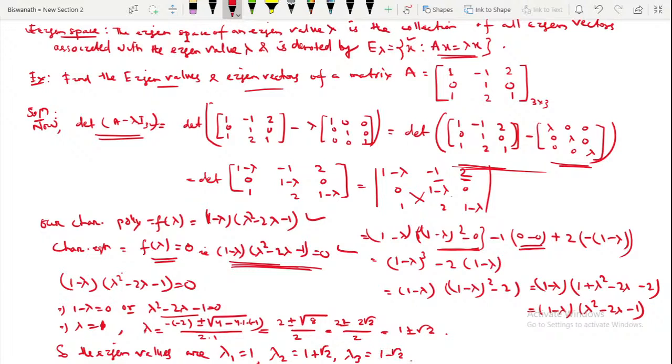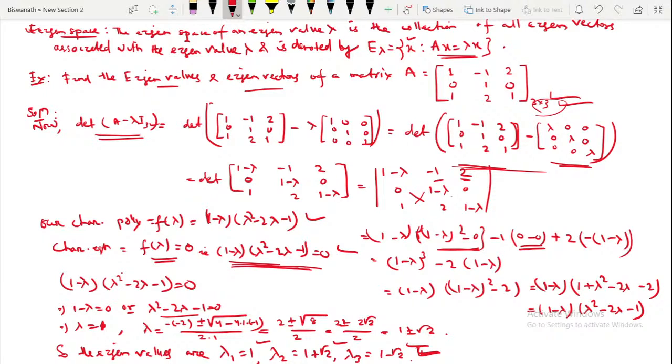Since this is a square matrix of order 3, we will get 3 eigenvalues. What is the order of that matrix? Since it has order 3, we will get a maximum of 3 eigenvalues. They may be distinct or may be repeated, but we will find a maximum of 3 eigenvalues. So here the 3 eigenvalues are 1, 1 plus root 2 and 1 minus root 2.